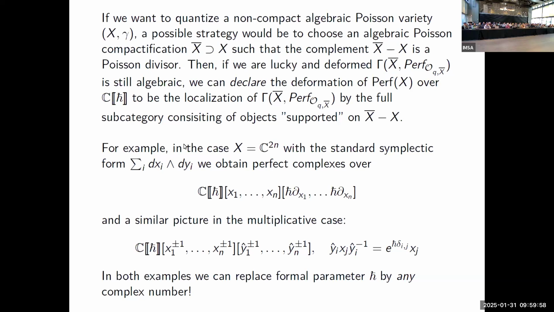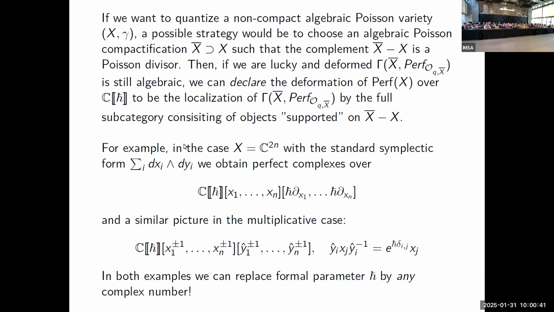What happens if we are lucky and for the compactification the deformed category is still algebraic? We can declare what the deformation of the category of perfect complexes over the series in hbar is. It should be the localization of this global category for the quantization by the full subcategory of objects supported on the complement, and consider perfect complexes. I think it will be a really nice definition. And if you do affine space with the standard symplectic structure, you can quantize it in many ways, like produced by a big projective space or a projective bundle over a projective space.